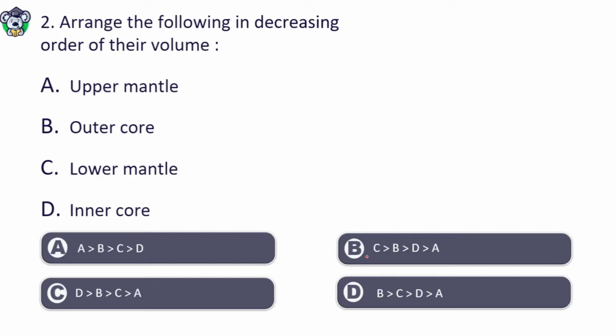Arrange the following in decreasing order of their volume. It is asking here in decreasing order of their volume, so it is different from the first question. So how to answer it? Generally, what is the volume we calculate of a sphere? 4 by 3 pi r cube. So we have to calculate the volume of the layers.